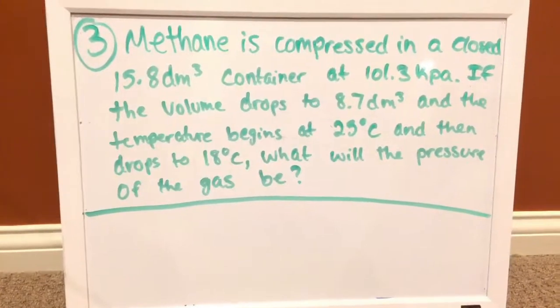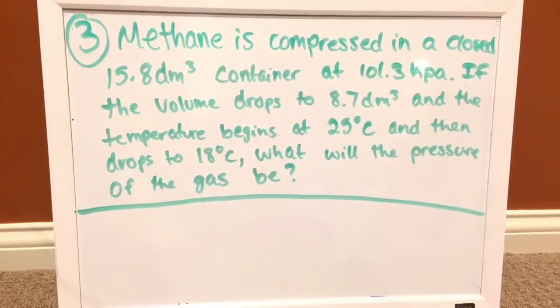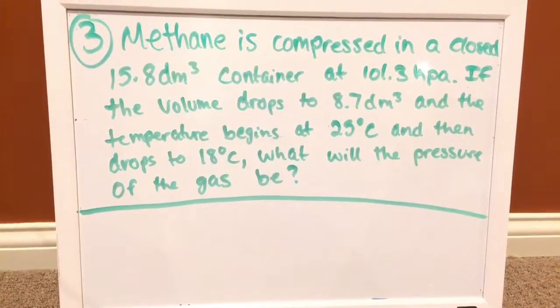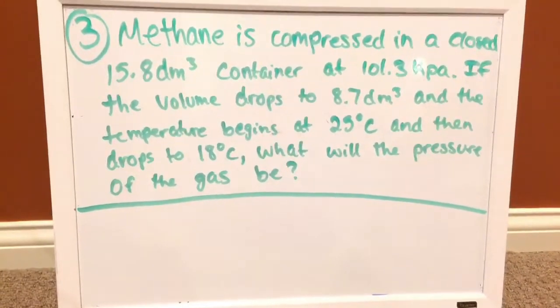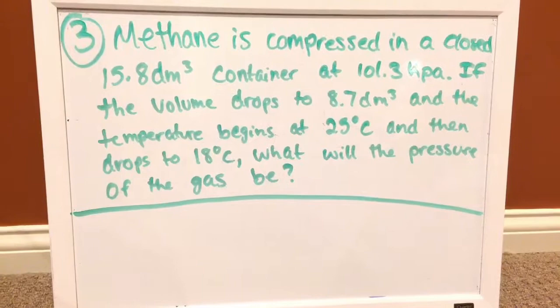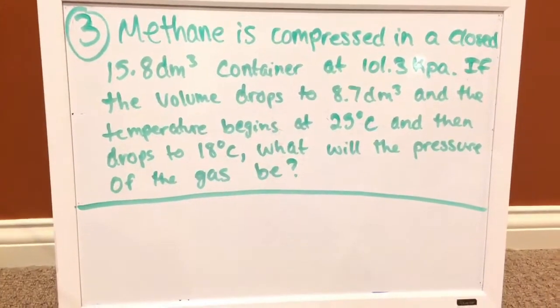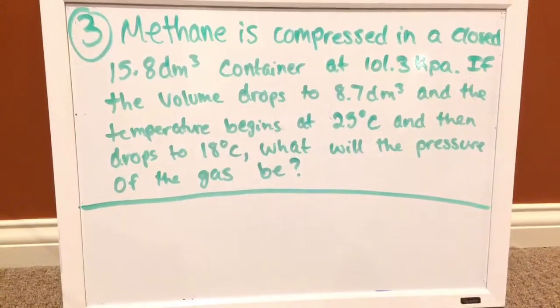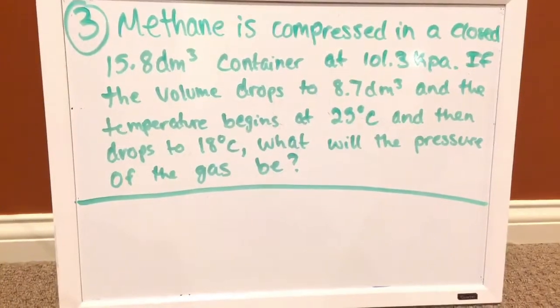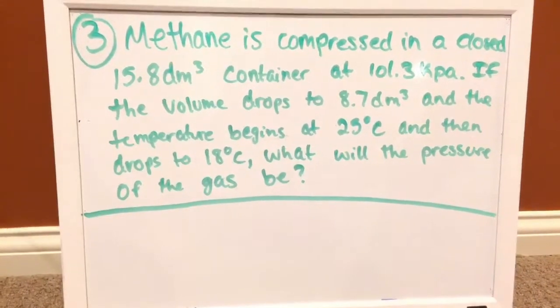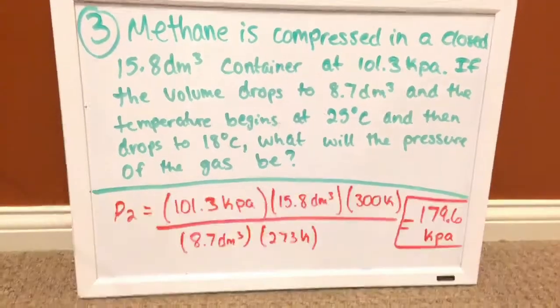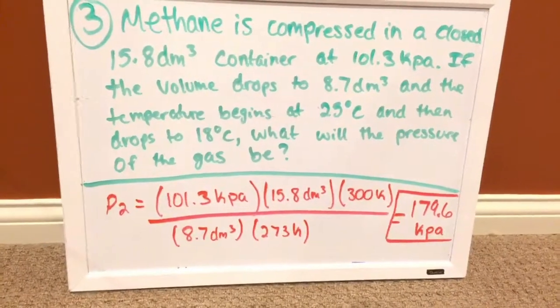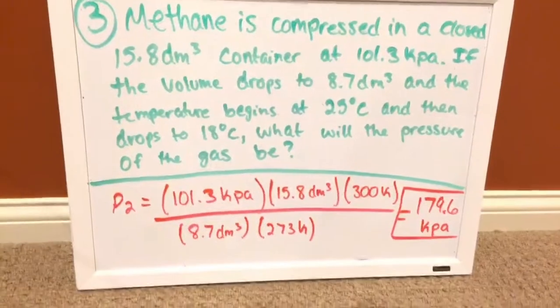Methane is compressed in a closed 15.8 dm cubed container at 101.3 kPa. If the volume drops to 8.7 dm cubed and the temperature begins at 25 degrees Celsius and then drops to 18 degrees Celsius, what will the pressure of the gas be? Pause this to take a second to figure out the answer. The answer is 179.6 kPa.